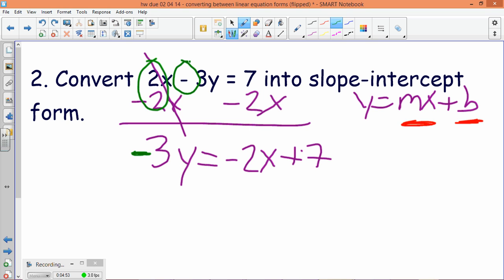Negative 3y equals negative 2x plus 7. Now that I have that, I am simply going to divide by -3 to get y by itself. Only problem is, what do I divide the other side by? What on the other side do I divide by -3?